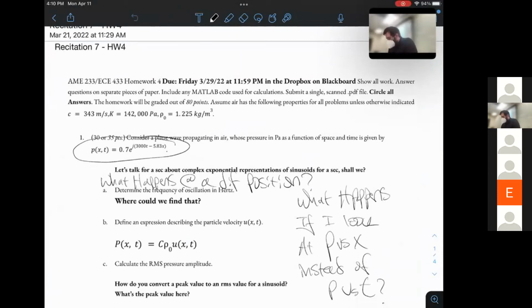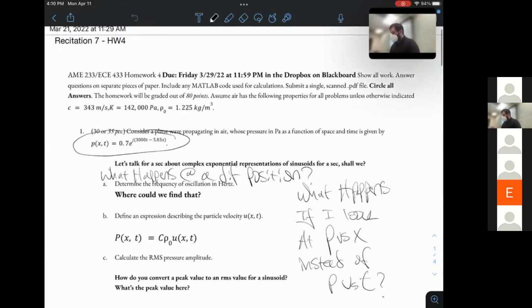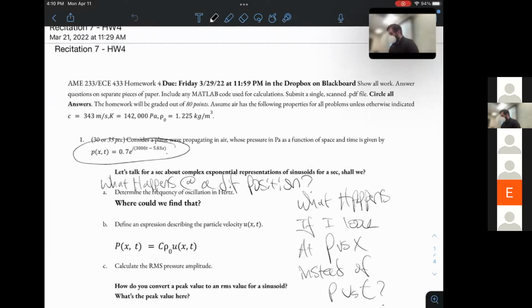Determine the frequency of the oscillation in hertz. So just make sure you know how to read this thing, right? You know how to look at that and see what your spatial frequency is and see what your temporal frequency is, right? So 3000 is my frequency in radians per second, right? And I can convert that into a frequency in hertz, right?